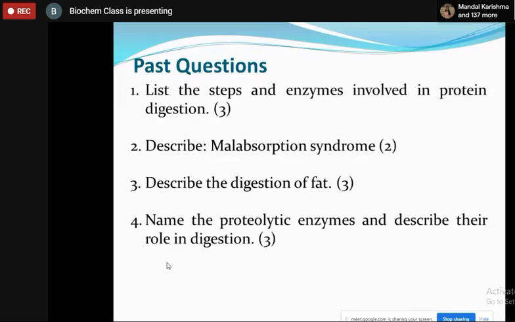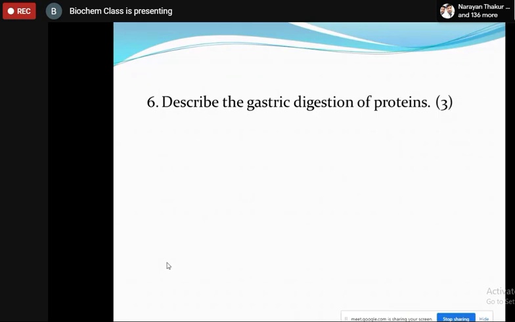This is for your homework assignment. List the steps and enzymes involved in protein digestion. Describe malabsorption syndrome. Describe the digestion of fat. Name the proteolytic enzymes and their role in digestion. Describe the gastric digestion of proteins. Please solve all these questions.